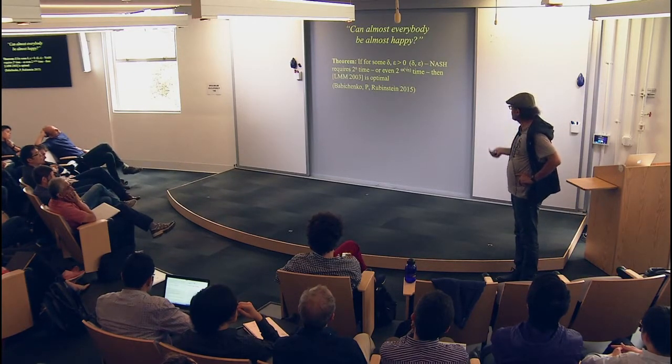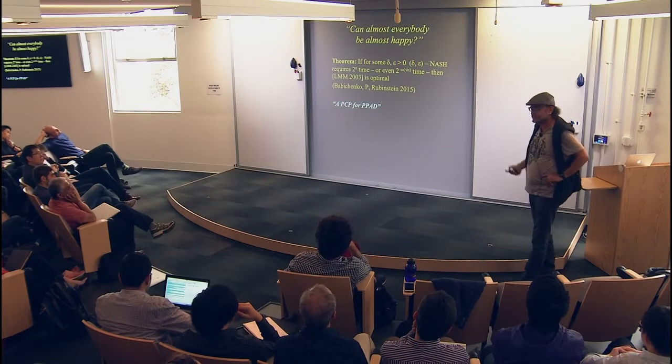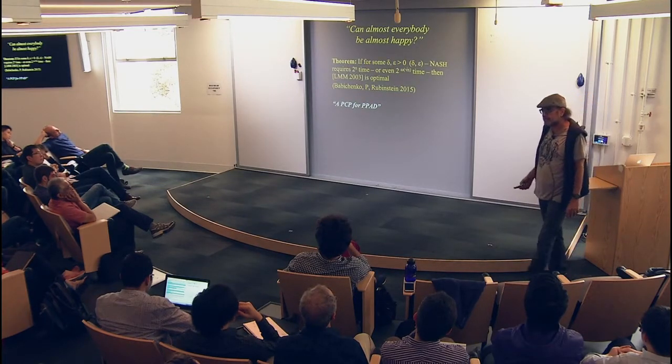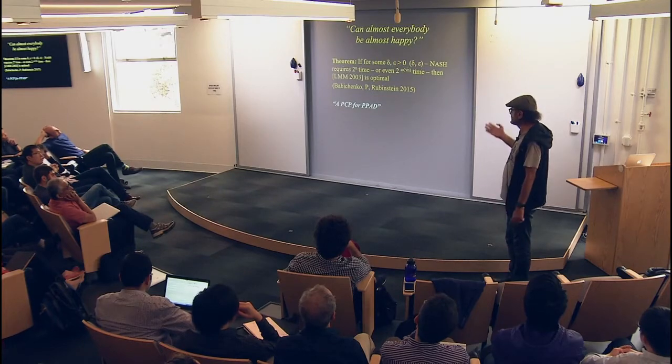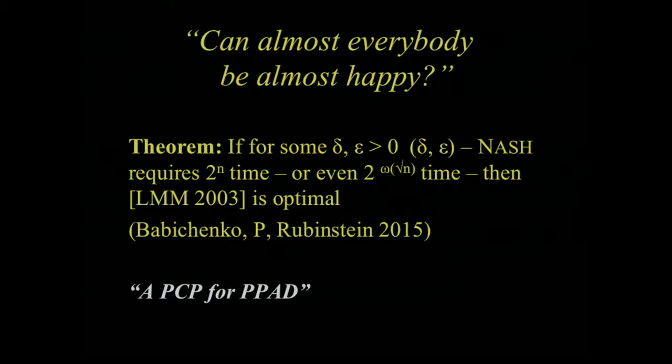So I think this concludes my talk. In many ways this is a PCP for PPAD in the following two important ways. When I say PCP, I mean that delta-epsilon Nash is PCP-like. In two senses. One, it does require witnesses to witness a solution. You really require only a finite number of random bits. So it is PCP in this way.